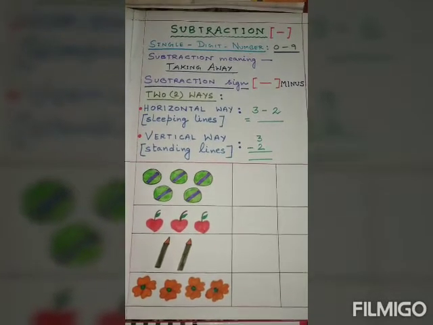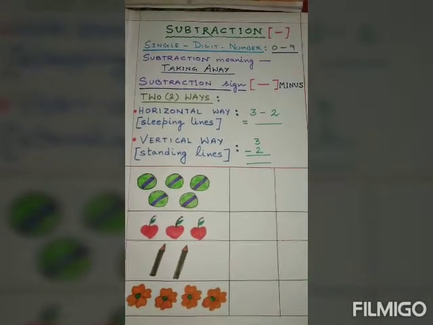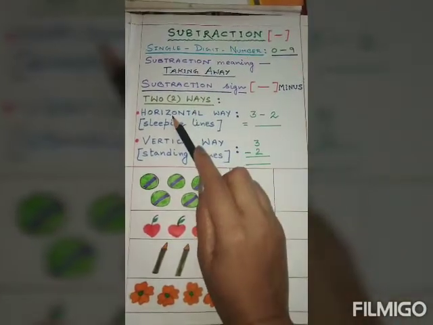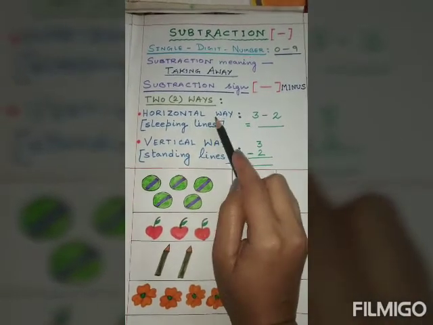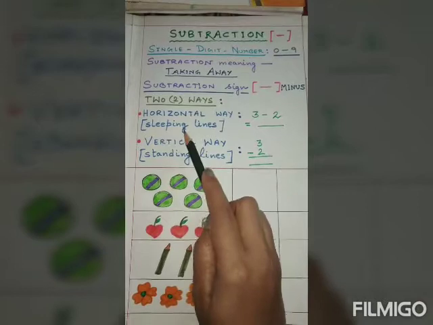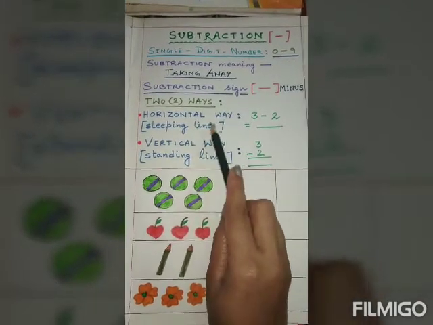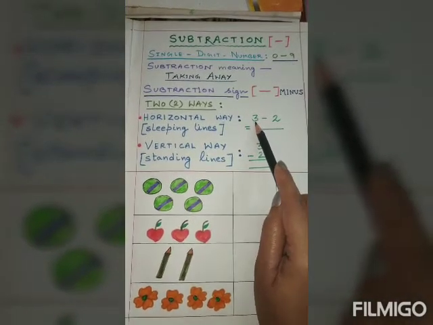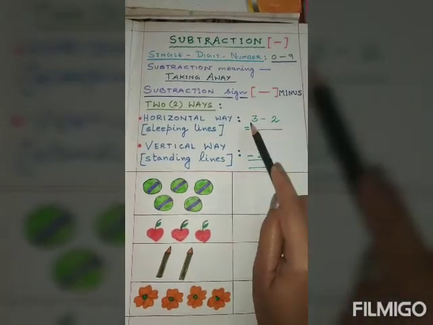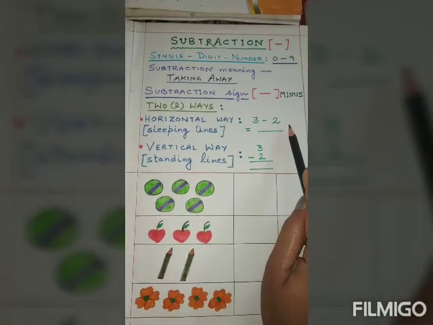Now let me teach you the two ways in which we do subtraction. The first way is horizontal way, or we can also call it sleeping lines. We'll write in straight lines, sleeping lines.